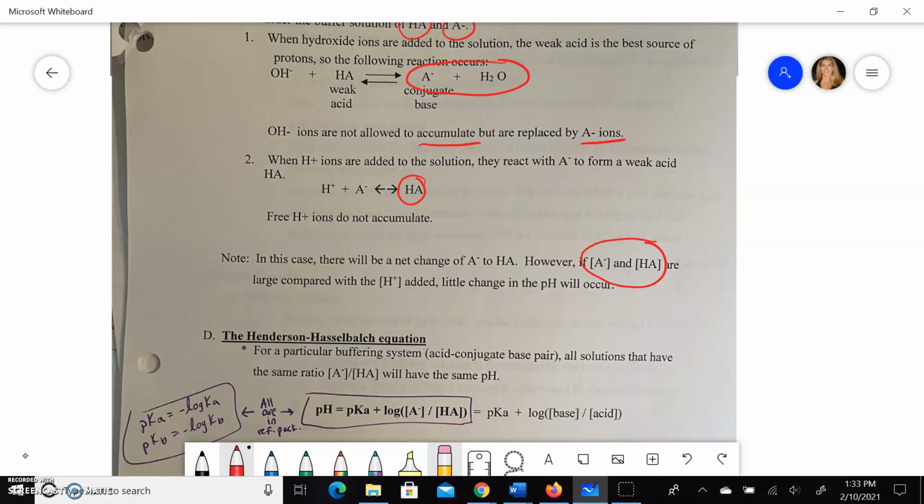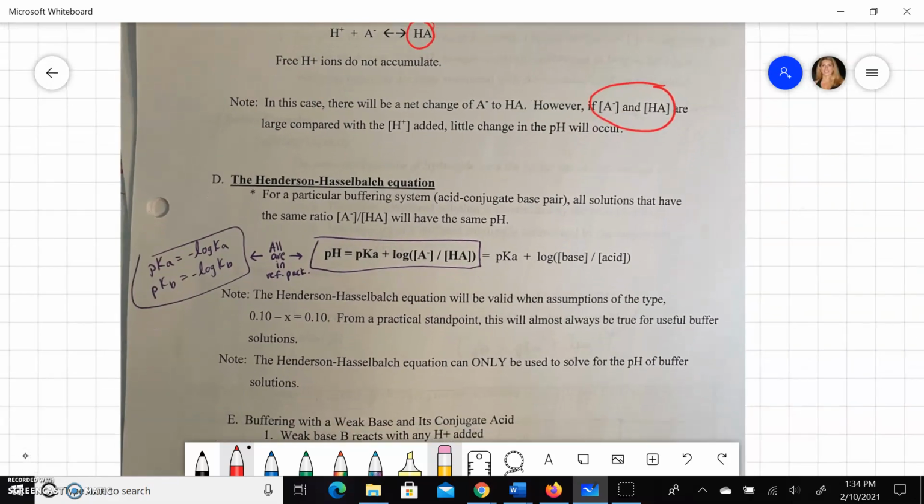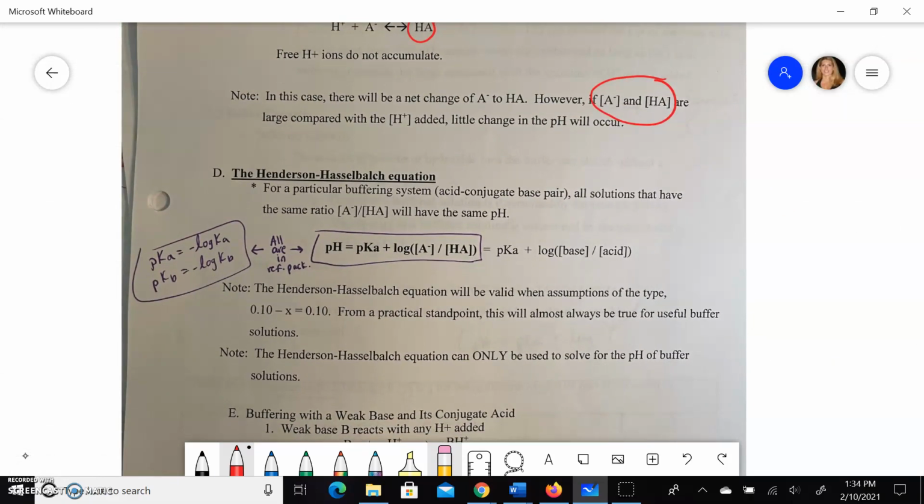So the way that buffers work, though, is that they're not perfect. They won't keep the pH from changing forever. They just keep the pH from changing as long as you have something to react with the hydroxide and the H+. But if you continue to add hydroxide and H+, and you don't continue to add buffer, then eventually the pH will change. All right, this next equation is going to be your best friend. So this is called the Henderson-Hasselbalch equation. Sometimes just call it HH because it's so long. Not Hasselhoff, not to be confused with the guy from Baywatch, but this is Henderson-Hasselbalch.